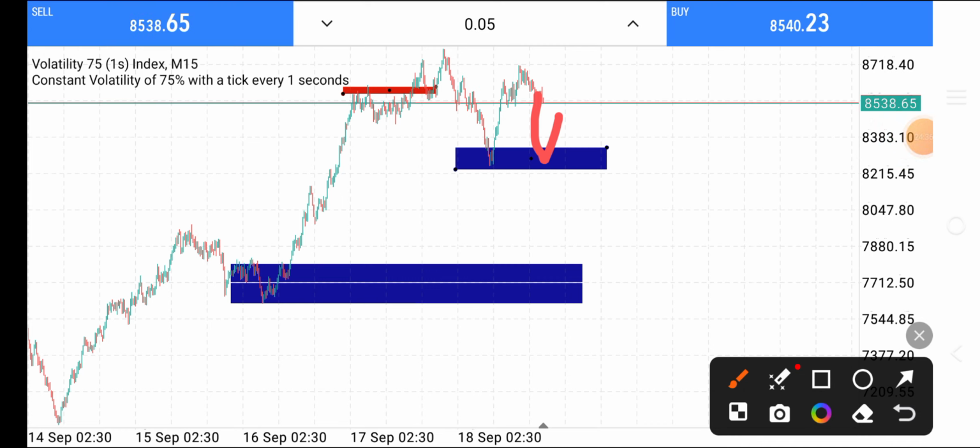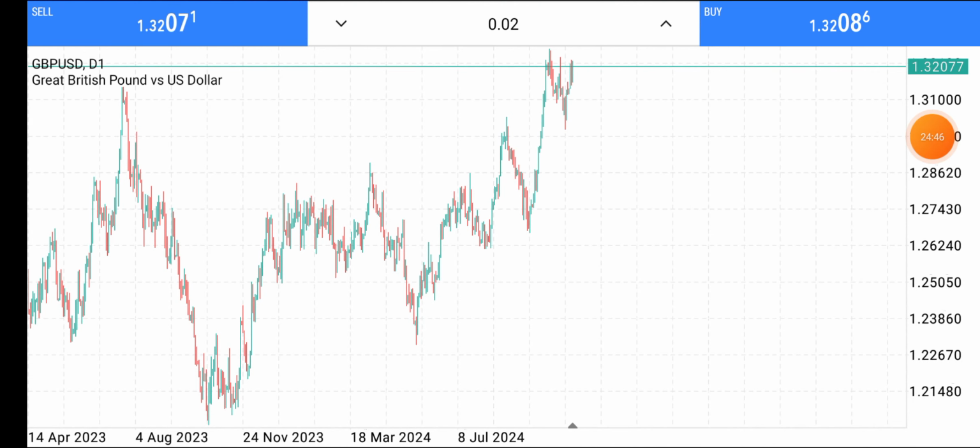GBPUSD. Those are traded currencies, to show you that this strategy works anywhere, whether you're trading stocks or currency. Let me quickly go over to the currency, GBPUSD. So this is my GBPUSD. So remember, as usual, the first condition is spot the trend, or spot the structure of the market.